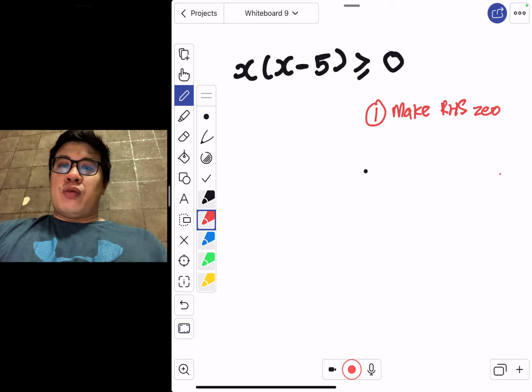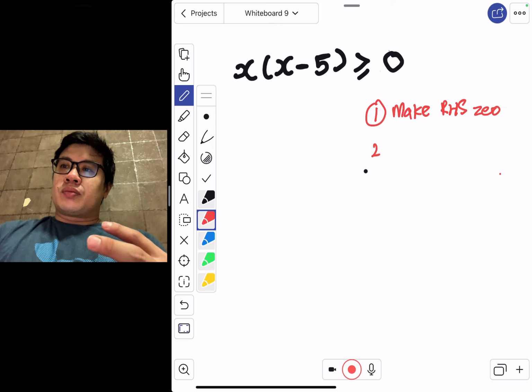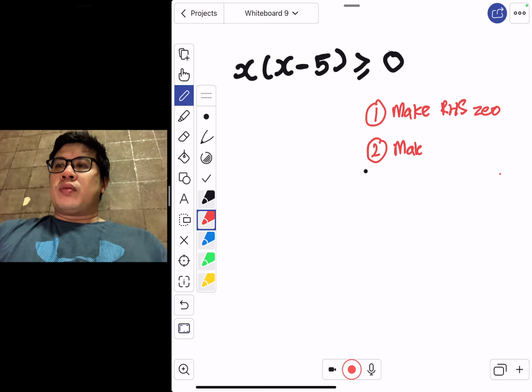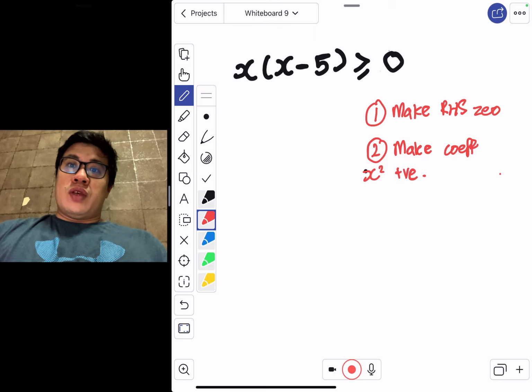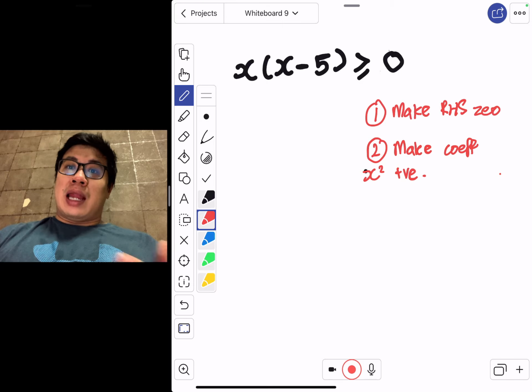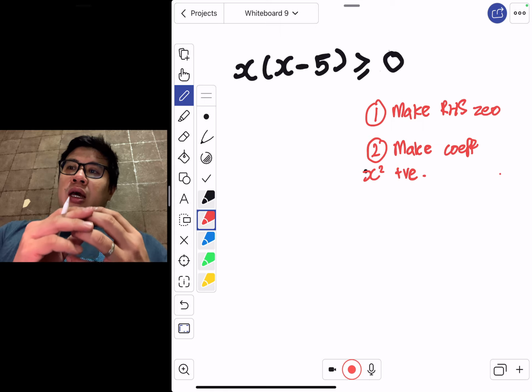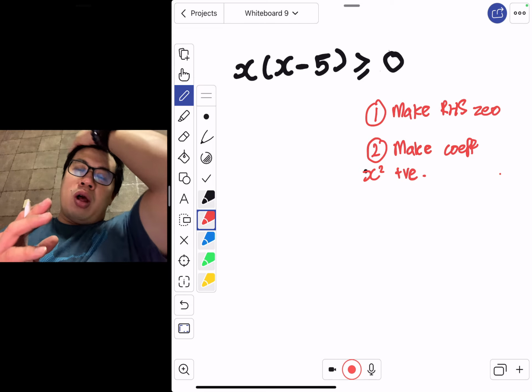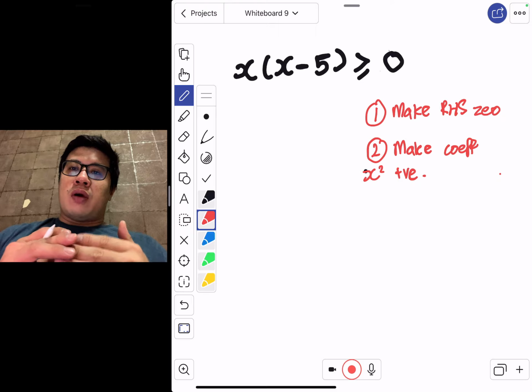It doesn't mean that if you do not make it 0, you cannot solve, but it's a good habit to have. The second step is to try to make the coefficient of x squared positive. If it's not positive, for example, you are dealing with a negative x squared in your term, multiply the whole expression on both sides by -1, or divide by -1, in order to get your x squared term to be positive. Of course, this will mean that you will be flipping the inequality sign.